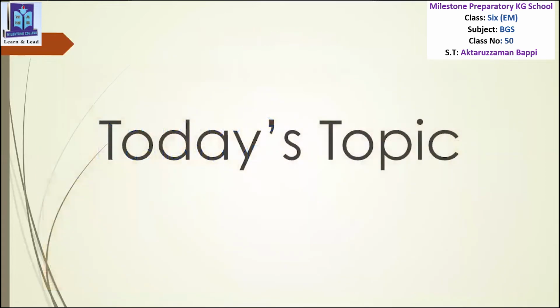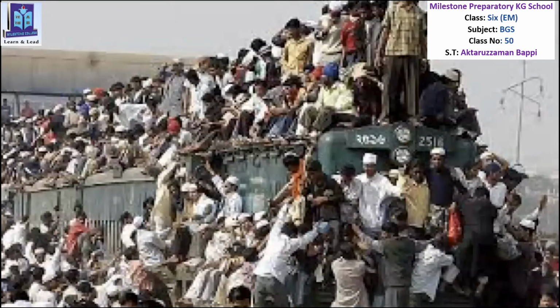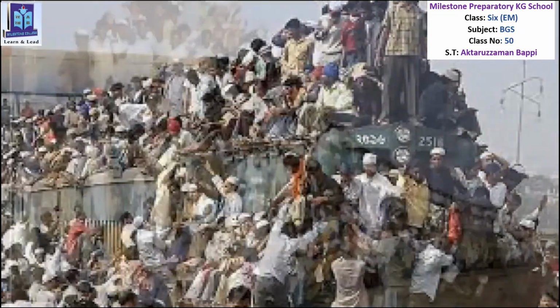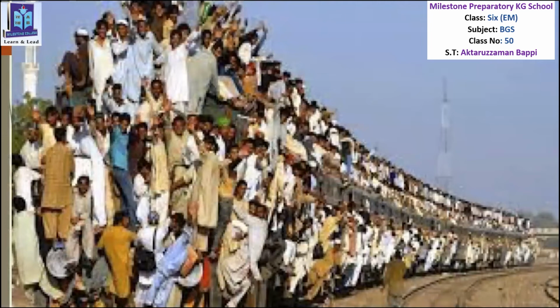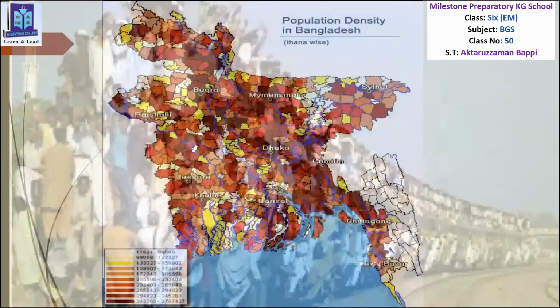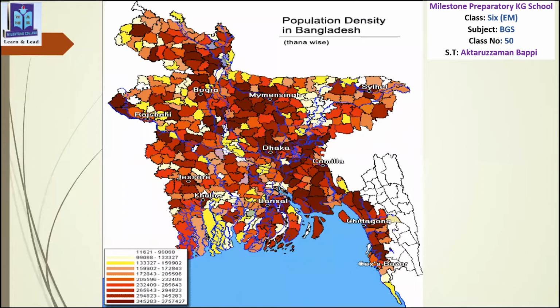Now, dear students, today's topic. Here you can see a picture. Lots of people are trying to get off the train, right? So another picture of our people. And the last picture, you can see a Bangladesh map. Here is the population density in Bangladesh. Now students, you have to guess what our today's topic will be.